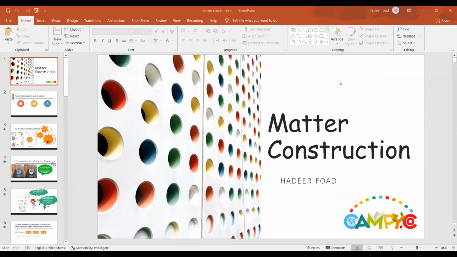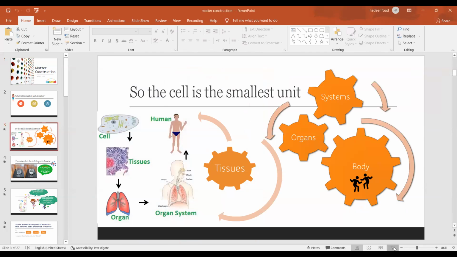And Tuqa, what is the smallest building unit of our body? Smallest building unit of our body. What is it? Yes, Tuqa? Okay. Who knows? We said that our body is consisting from systems, then organs, then tissues. Yes, Ammar. Cells, right? Cells. We said that we have cells, the smallest building unit of our body, the cell.